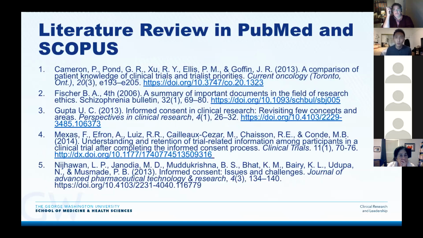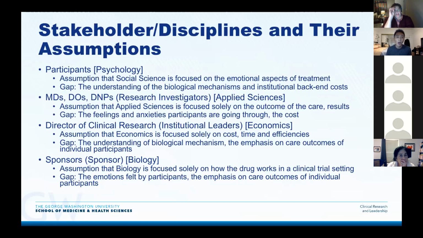So here's my literature review through PubMed and Scopus, and what I found, and this is what I added from all of your help, were some of the assumptions and gaps that were prevalent in these particular disciplines. For the participant or psychological perspective, the assumption is that they're focused on the emotional aspect of the treatment, how they feel, what's going on. The gap within this discipline is the basic understanding of the biological mechanisms involved in the clinical trial and the economic costs that an institution has to pay for that care to be given in a clinical trial.